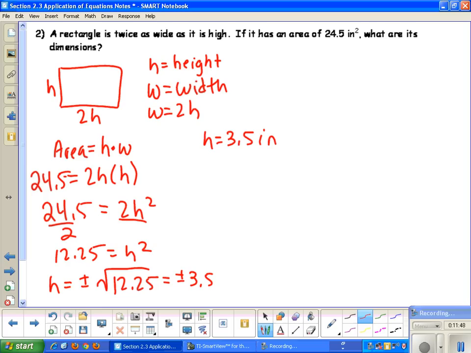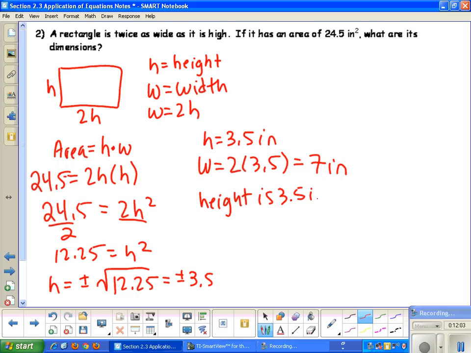And then we would have to figure out what the width is equal to. So the width is equal to 2 times 3.5. So 2 times 3.5 gives me 7 inches. So the height is 3.5 inches. Width, again, equals 7 inches. Or you could write 3.5 by 7.